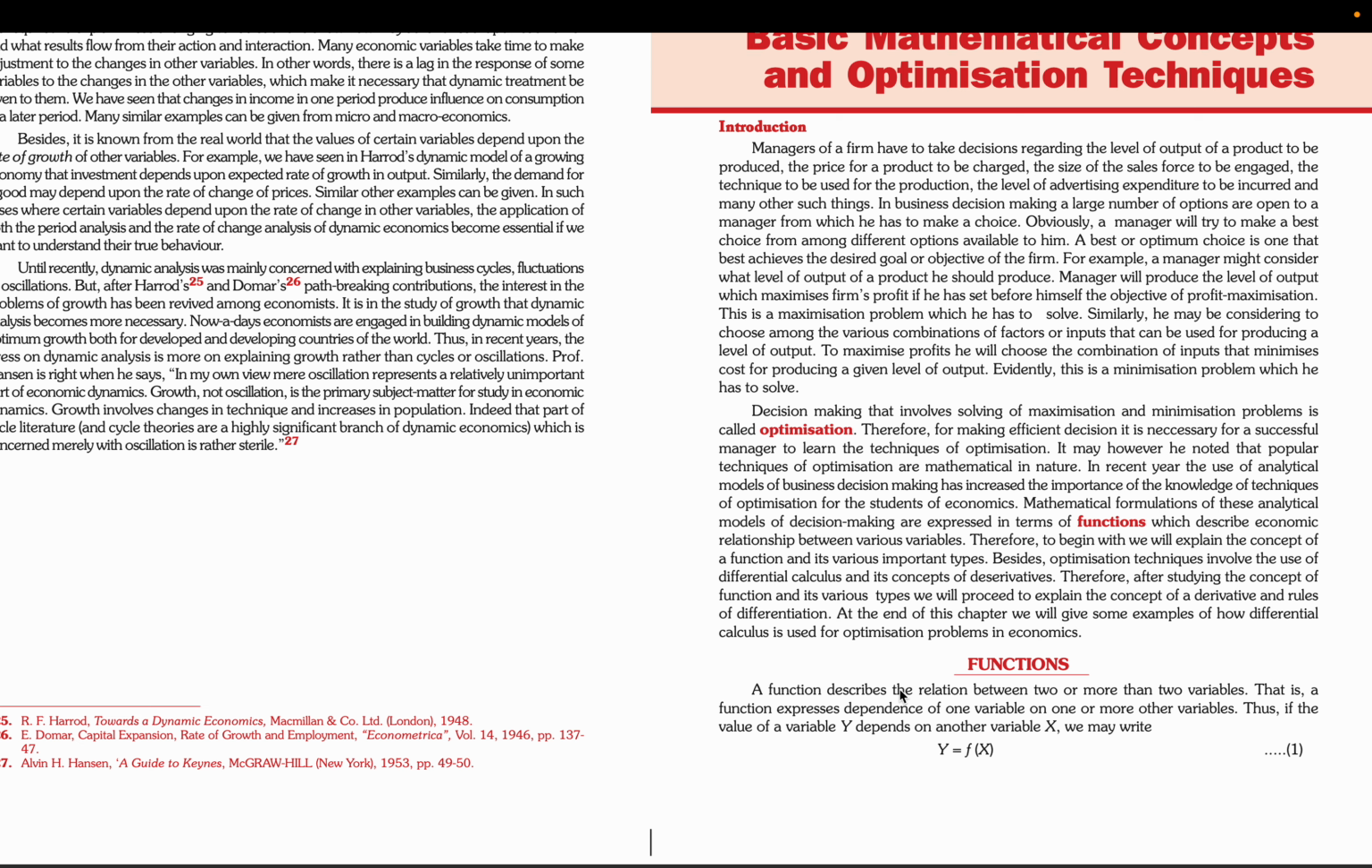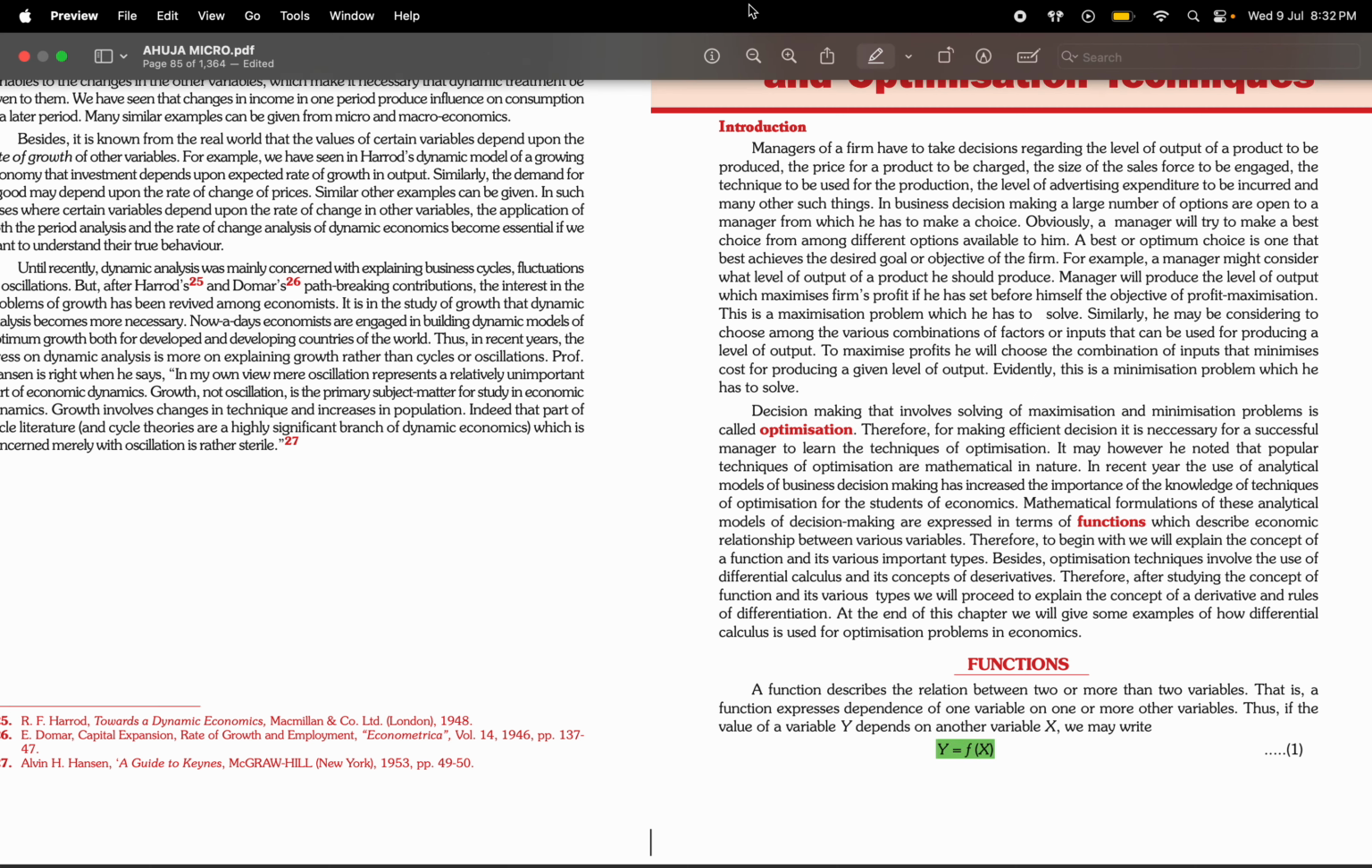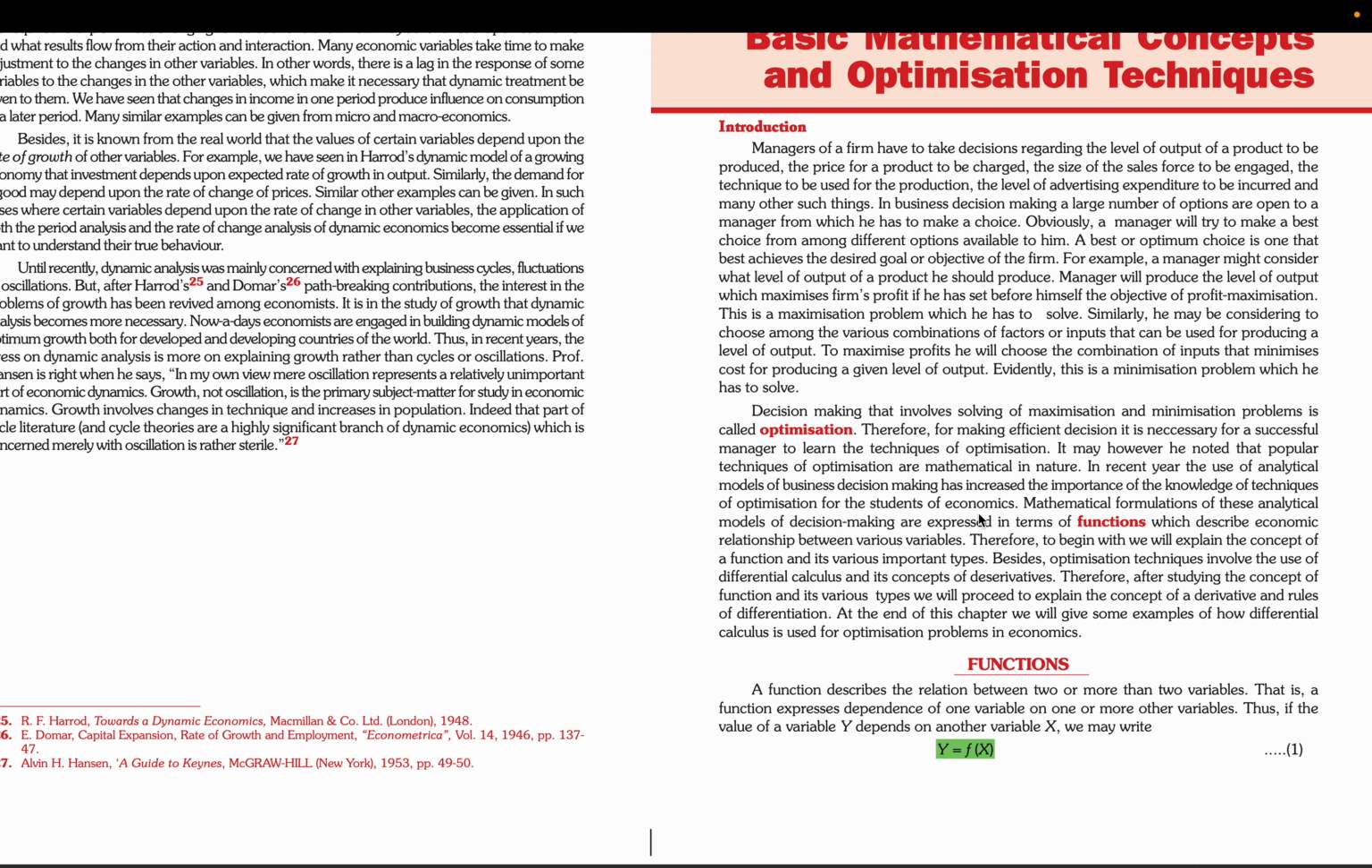Functions. A function describes a relationship between two or more variables. That is, a function expresses the dependence of one variable on one or more other variables. Thus, if the value of a variable y depends on another variable x, we may write y is a function of x. That's how you denote something being a function of something. Basically, functions are a machine. You give them an input, or the x variable. Usually it's the x variable. That's how it's generalized, but it could be any other variable as well.